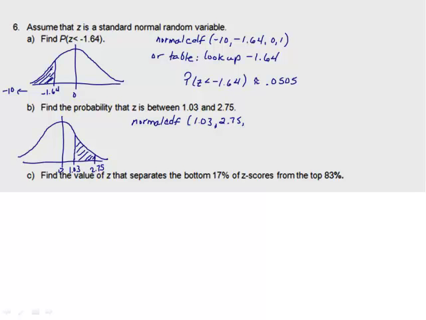So it would look like this. For the table, we're going to have to look up each different value in the table and then subtract the two probabilities. So we're going to look up the 1.03, look up the 2.75, find the probabilities for each, and then subtract.